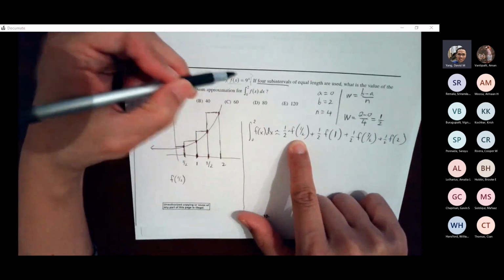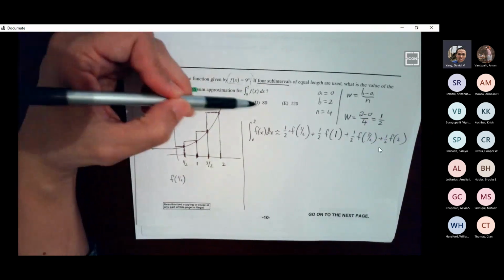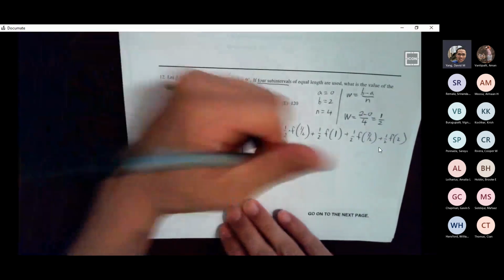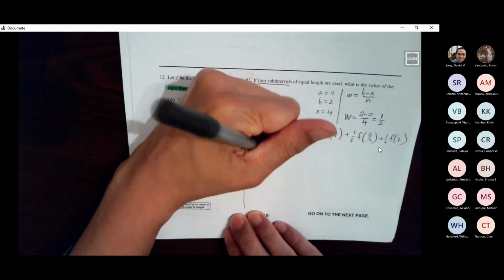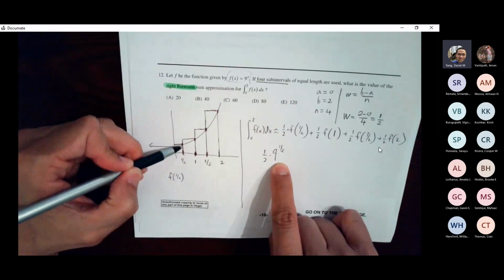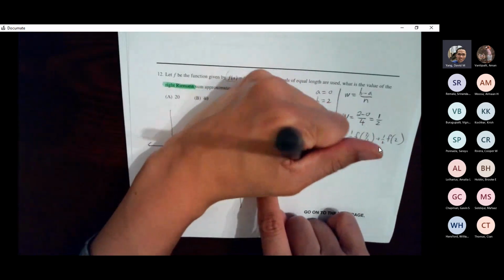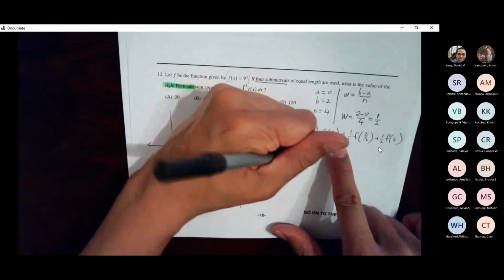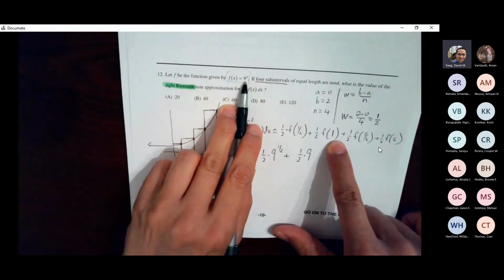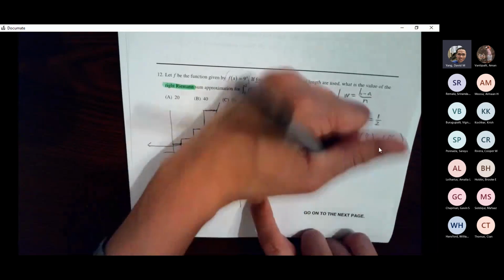Now the function is 9 to the x. So I can insert the 1/2 in for the x. So this is the true height of my first rectangle. Second rectangle, plug 1 in for x. So the height is actually this point here, which is 9 to the first power, which is 9.